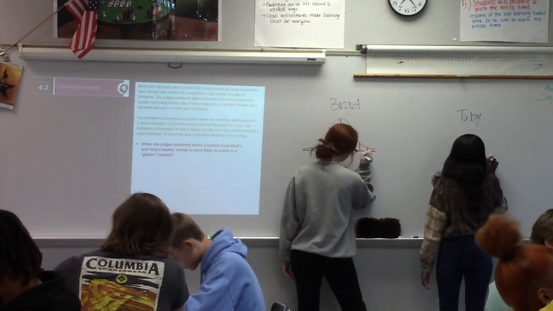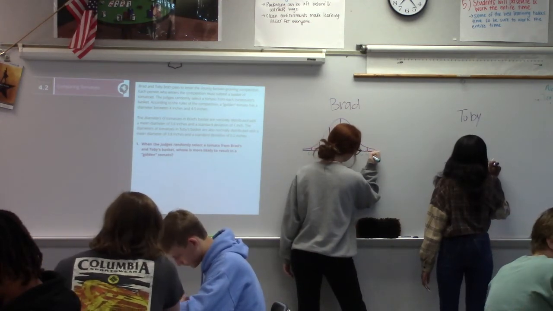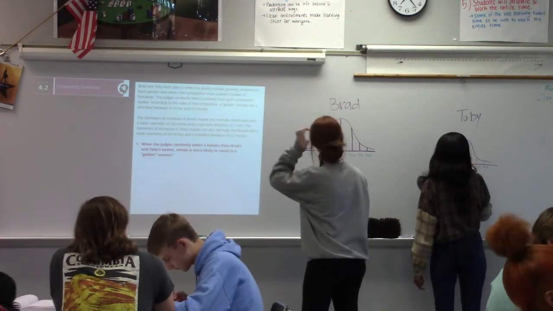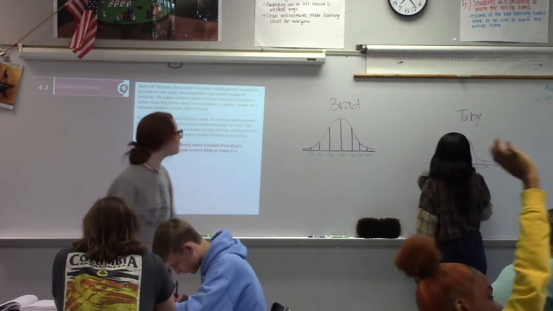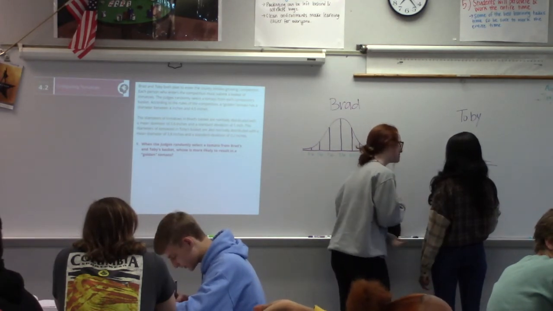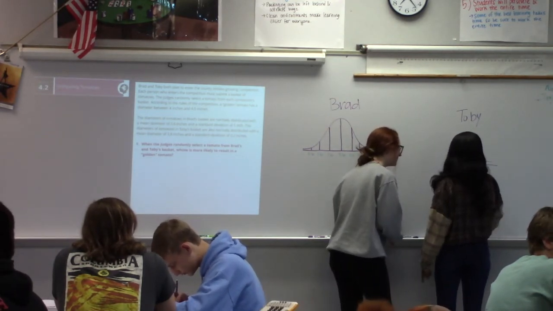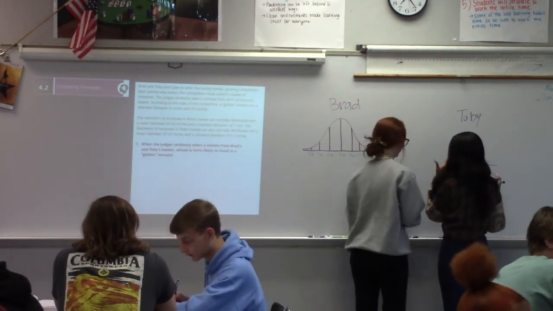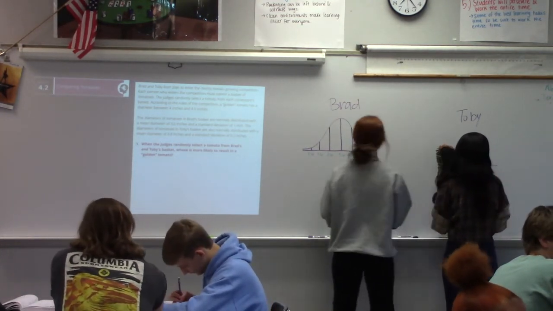This one is 3.8, because that's the mean. That's the standard deviation for Toby. The standard deviation for Brad was 1. The standard deviation for Toby was 0.2. Where does the standard deviation go in that formula? See, this is why you write out the formula and look. Where does standard deviation go?